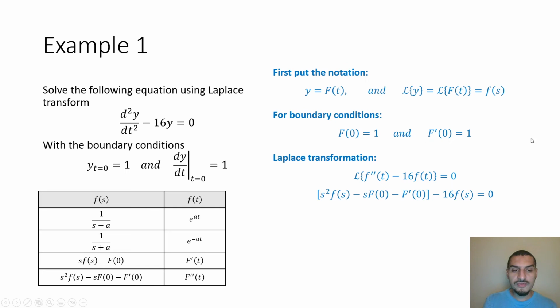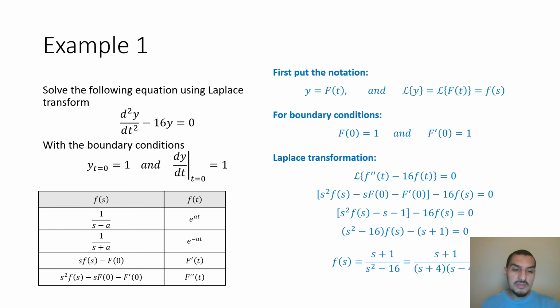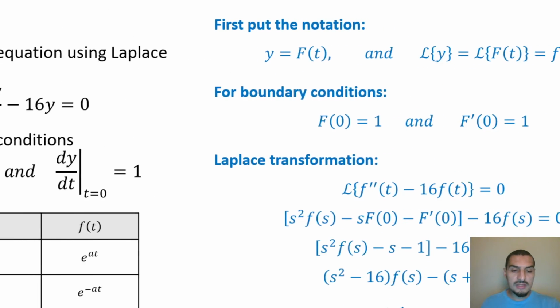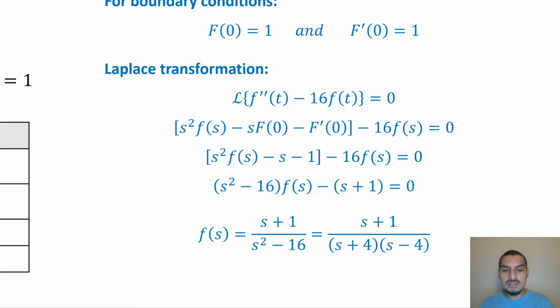And I know f of 0 and f dash of 0 are both 1, so this is the equation after applying the boundary conditions. It's now an algebraic equation. You can see how easy it is to deal with. All I need to do is get F of s as a function of s. So to get F of s, I'll just take the common factor and divide by the s squared minus 16. It's very simple algebra. So it's s plus 1 divided by s squared minus 16, which is s plus 4 multiplied by s minus 4.